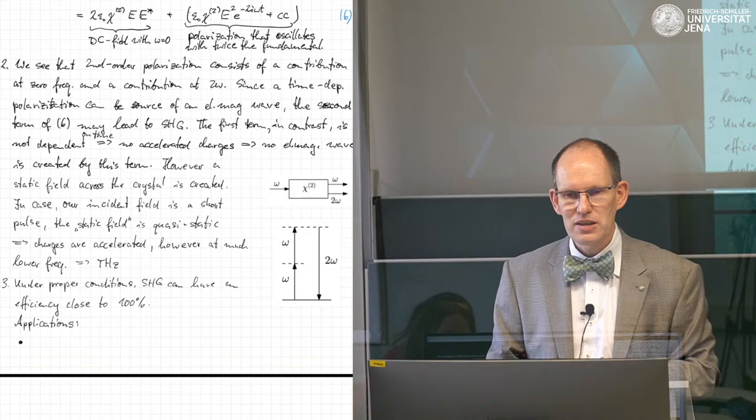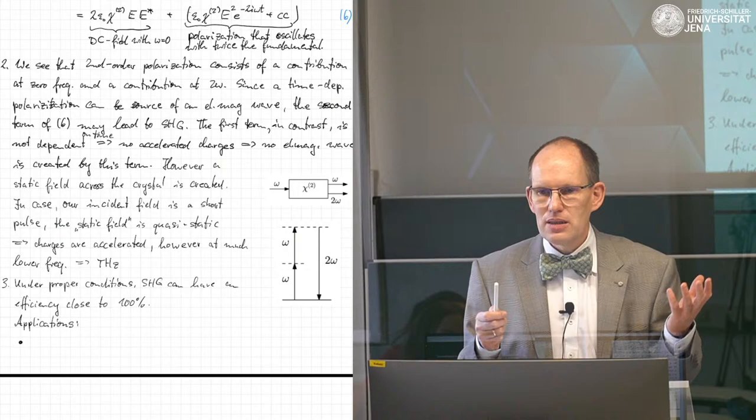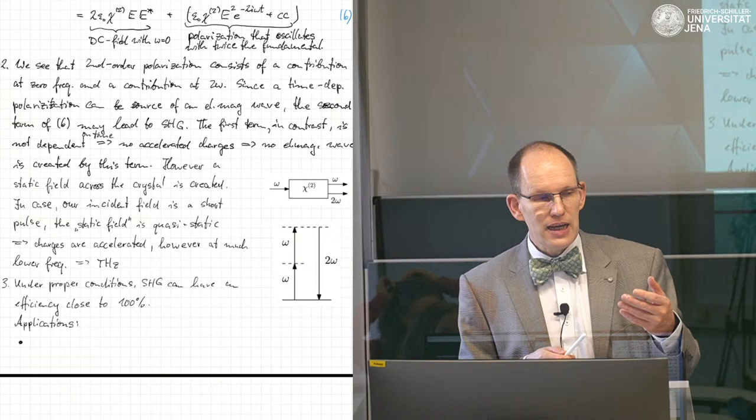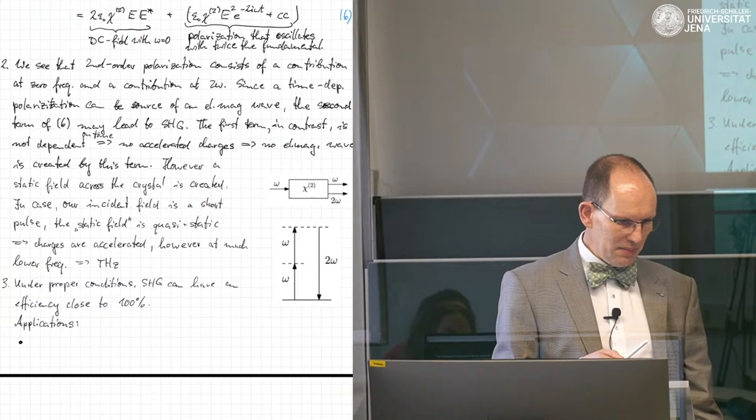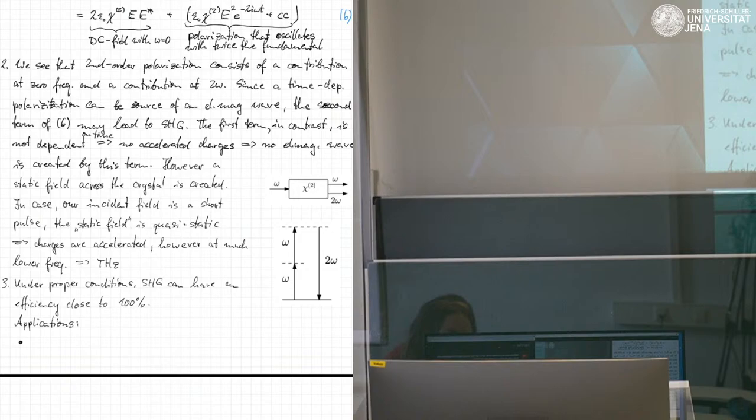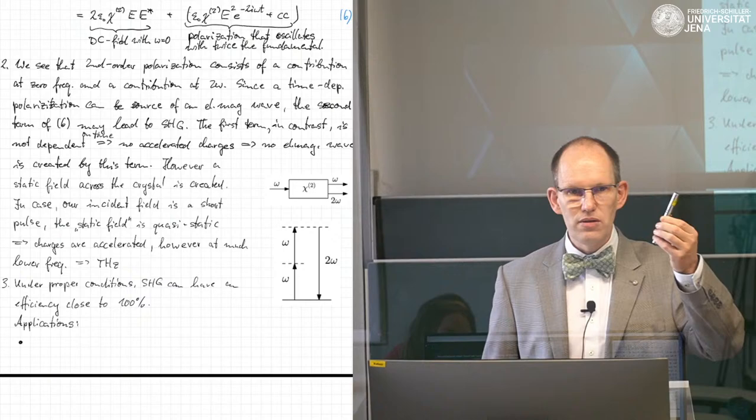Nowadays, everybody uses a diode laser for that, and this is actually a frequency doubled diode laser. Yeah, and the cheapest example I already mentioned, this is a laser pointer. So this is the miniature version of what we use in the lab.